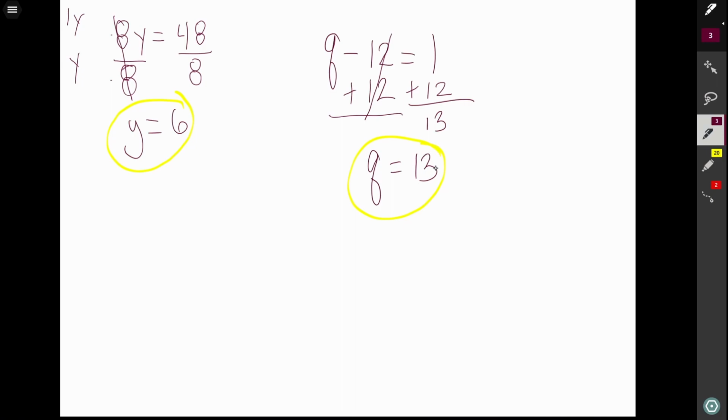Can we say that 13 in the place of the q, making 13 minus 12, is that 1? Yes, it is. Now we have another example. 18 equals a over 2. And what's going on right here?